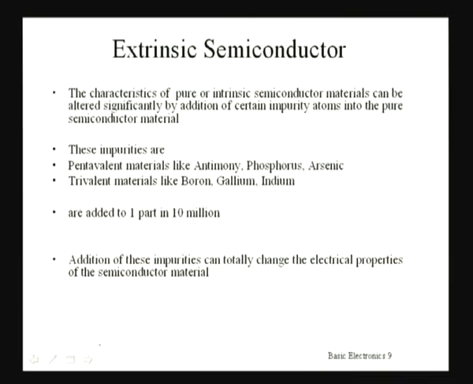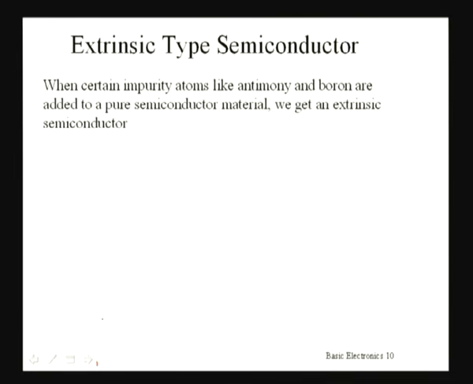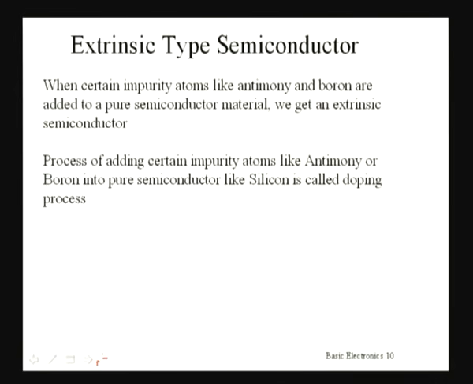Now, how this addition of impurities totally changes the electrical properties of the intrinsic semiconductor material, we will be discussing. When certain impurity atoms like antimony or boron are added to a pure semiconductor material, we get an extrinsic semiconductor. This process of adding impurity atoms like antimony or boron into a pure semiconductor like silicon is called the doping process. As a result of this doping, we get an extrinsic semiconductor, either N-type or P-type.